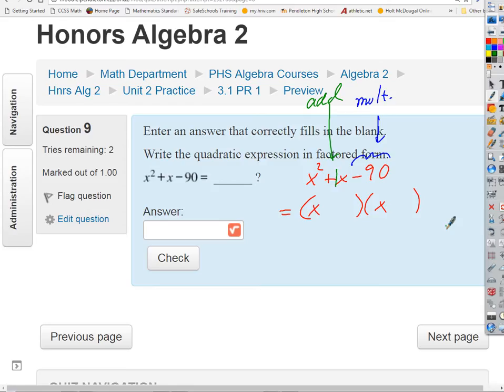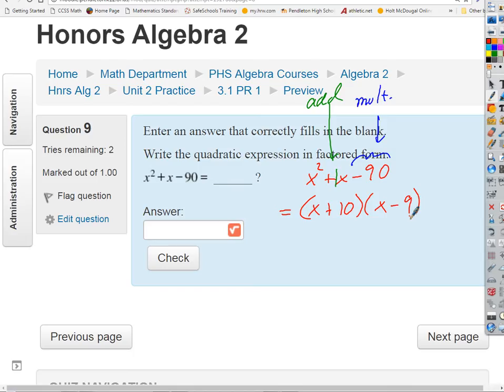So let's think about the signs of this then. If the numbers are going to multiply to a negative number, that means that one would have to be positive and one would have to be negative in order to multiply to a negative. And if they're going to add to a positive, that would mean that the bigger of the two would have to be positive. So we'll write the signs in, and then let's see if we can find the numbers. Well, yeah, positive 10 times negative 9 would be the two magic numbers that would work. They'd multiply to negative 90 and add to positive 1.